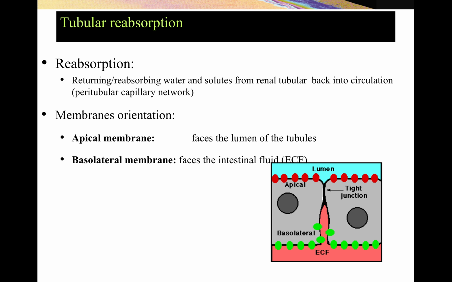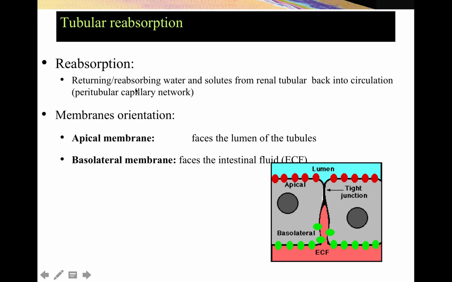Now we're going to take a look at the second process associated with the formation of urine, which is a process called tubular reabsorption. So let's start by looking at the word reabsorption. Reabsorption implies returning or reabsorbing water and solutes from the renal tubules, basically your PCT, your descending and ascending limb, and your DCT, back into your circulation, which is your bloodstream.